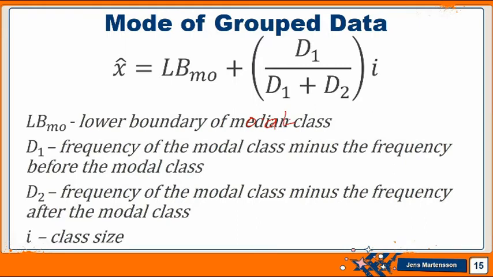D1 is the frequency of the modal class minus the frequency before the modal class, and D2 is the frequency of the modal class minus the frequency after the modal class, and I is for the class size.